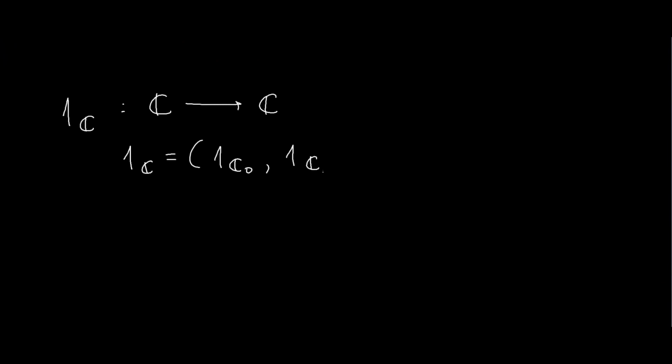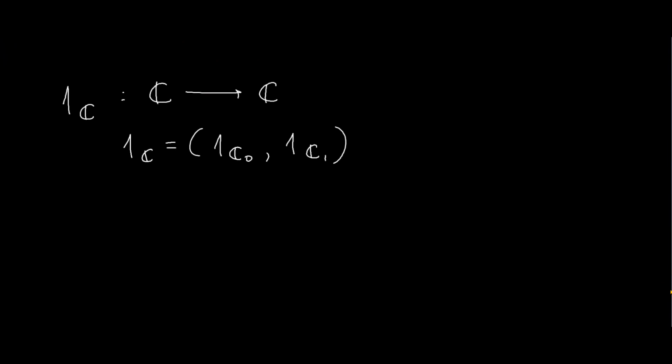So what is the identity functor? The identity functor is defined by the pair: identity function over the collection of objects and identity function over the collection of arrows. So it maps every object to itself, it maps every arrow to itself, and it should be fairly obvious that this thing will be a functor. It is easy to see that this is a functor.